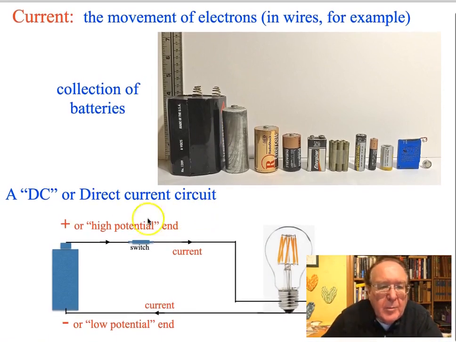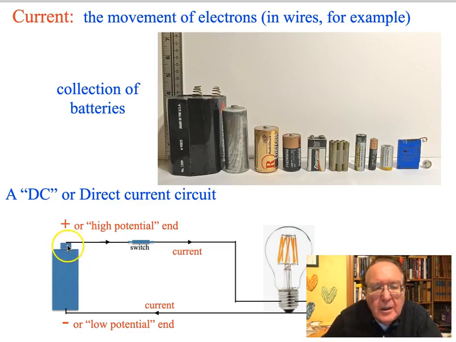Now, at the bottom is a so-called DC or direct current circuit. On the left you have an ordinary battery, could be a AA battery. The top end is positive, or high potential, and the bottom end is negative, or low potential. Then a wire goes from the positive terminal through a switch, to a light bulb, through the filaments of the light bulb, and on to a buzzer, and then through the buzzer and back to the negative end of the battery.